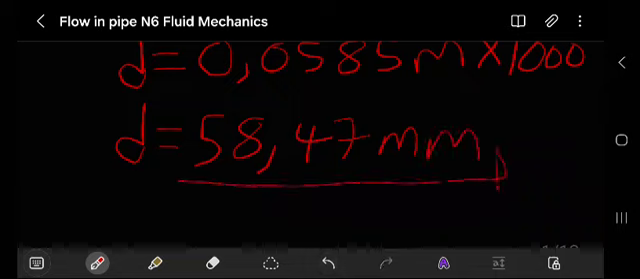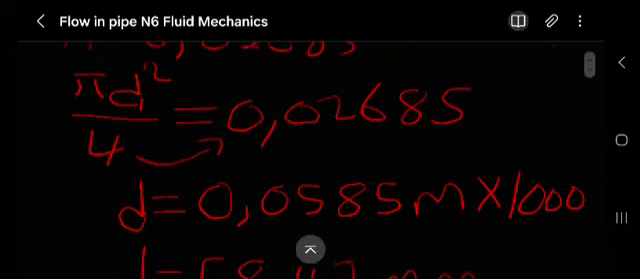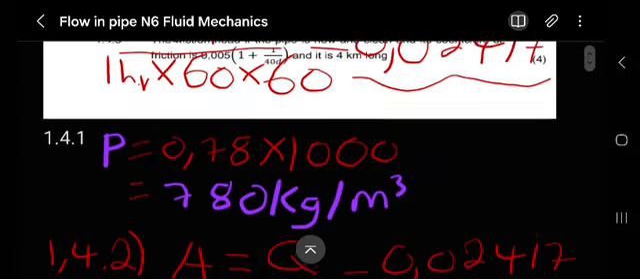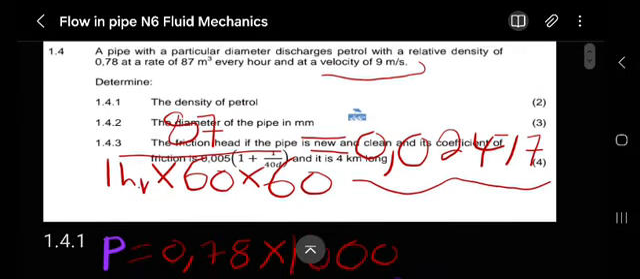This is our diameter, right? So this will be our diameter, right?